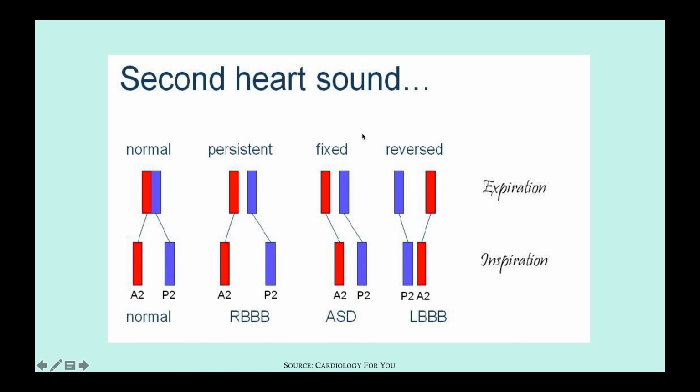And then the reverse is where you hear a longer split with expiration than with inspiration. This is also called a paradoxical S2 split, and this is associated with left bundle branch block. It's also associated with the things that cause left bundle branch block or dilate the left ventricle. So hypertrophic cardiomyopathy, dilated cardiomyopathy, or things that may interfere with the conduction system on the left side of the heart, so something like an MI.